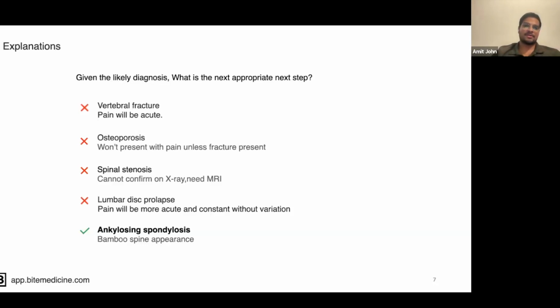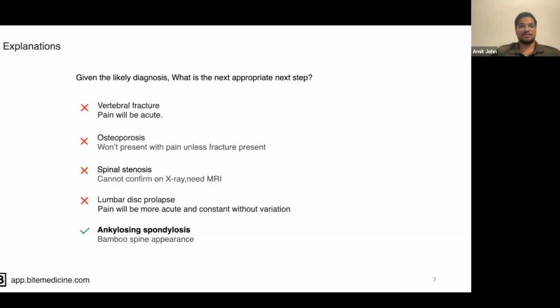So why is it not a vertebral fracture? It's going to be more acute. There's not going to be any variation throughout the day. Osteoporosis is pretty much thinning of the bone. So it's not going to cause any pain, but it just makes the bone more unstable. And the pain will only come when there's an actual fracture. So the fractures you do see are crush fractures most commonly, especially in the thoracic spine, not in the lumbar.